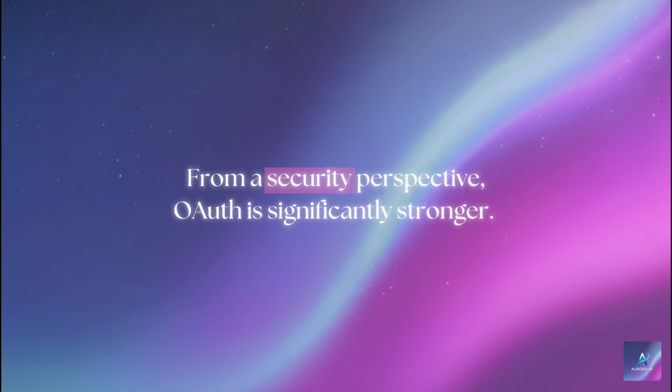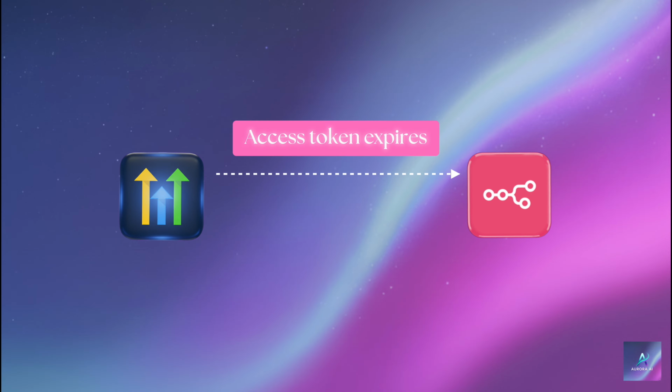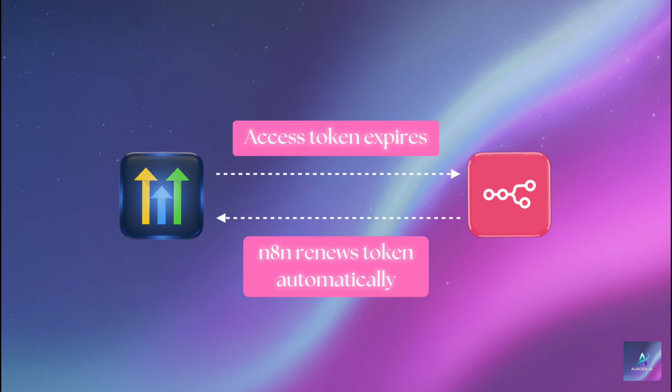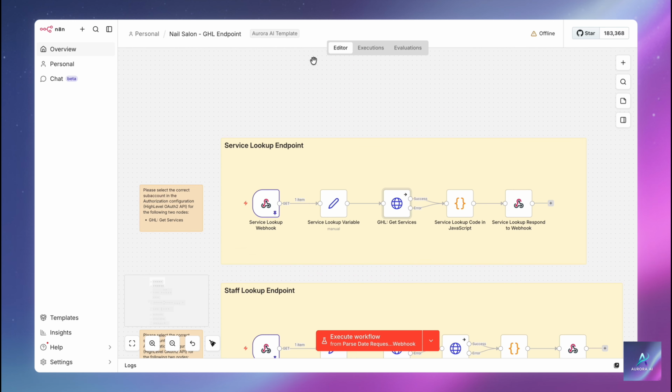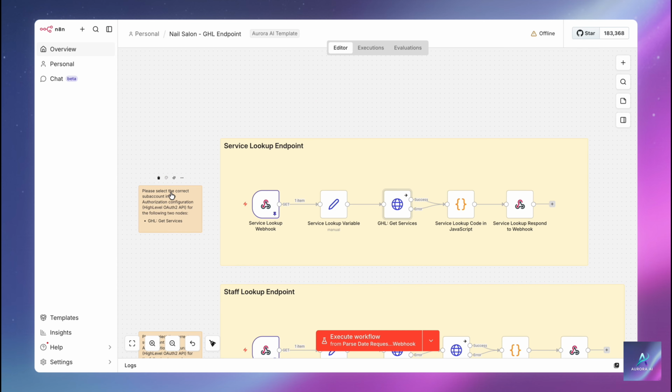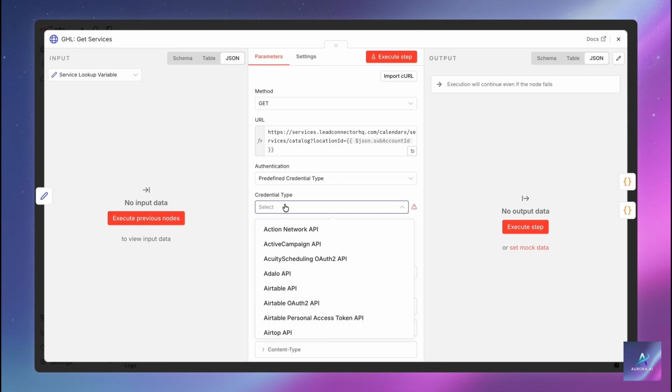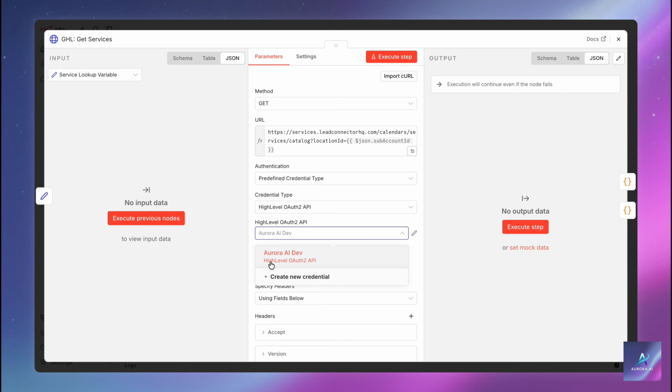From a security perspective, OAuth is significantly stronger. Access tokens expire automatically, and the authentication flow is securely managed by n8n. That means you don't have to manually generate, paste, or store sensitive tokens inside your workflows. This becomes especially powerful when you're building template workflows in n8n that you plan to deploy across many subaccounts. Instead of creating separate private tokens for each one, you simply connect the stored OAuth credential to the appropriate subaccount.